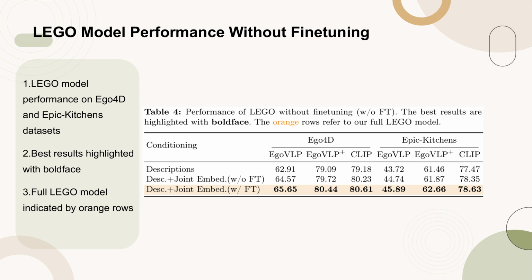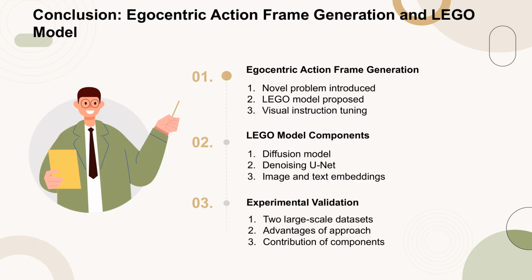In this paper, the authors introduce a novel problem of egocentric action frame generation. They propose a model named LEGO, which utilizes visual instruction tuning and a diffusion model to address this problem. The key intuition behind LEGO is to use visual instruction tuning to generate responses that depict the execution of egocentric actions. The model is designed to condition the denoising unit on image and text embeddings from a visual instruction-tuned VLLM.